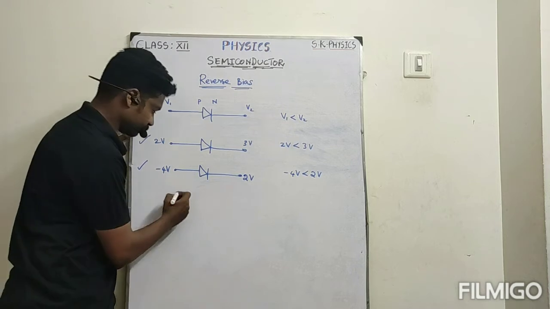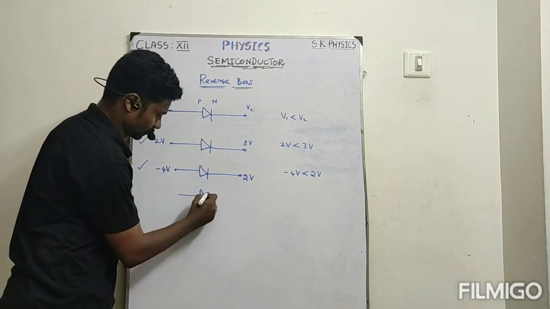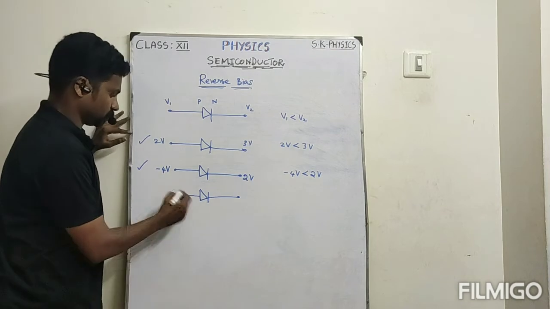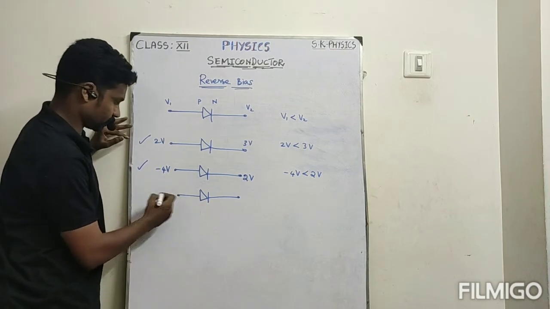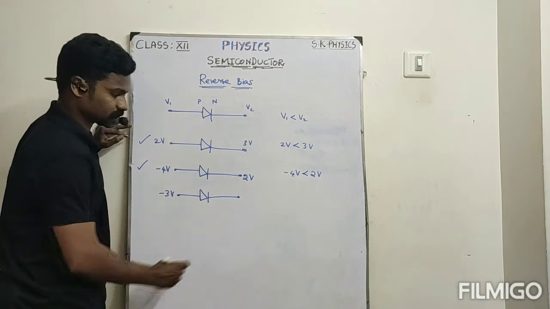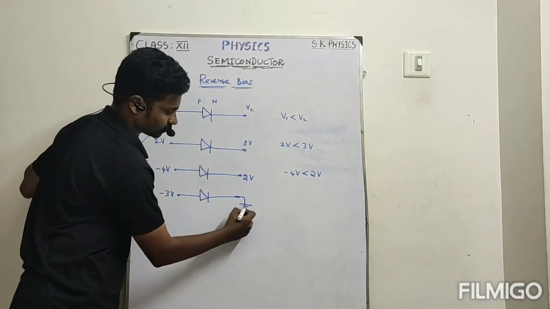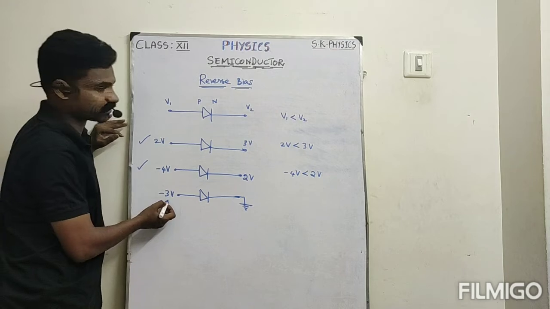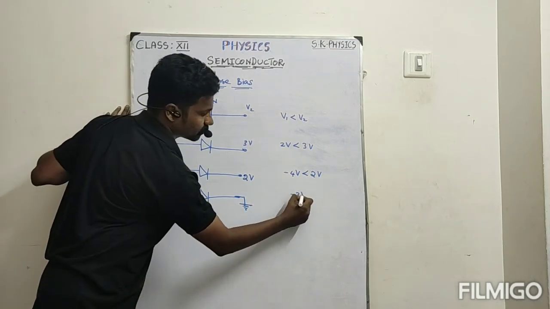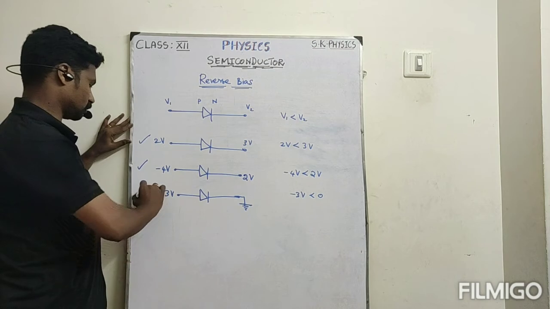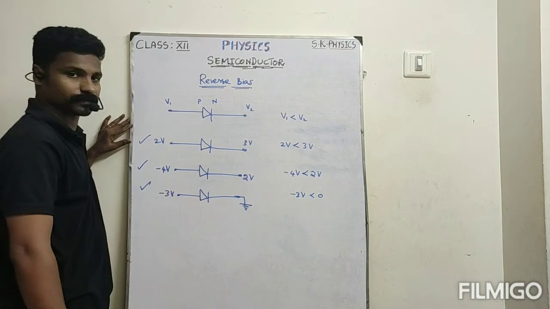Like that, one more idea. Let's take the same thing. For example, minus 3 volts, and this side is connected to the ground, so it is 0. This is 0, this is minus 3. So here also we can say minus 3 volts is less than 0. So this is also reverse bias.